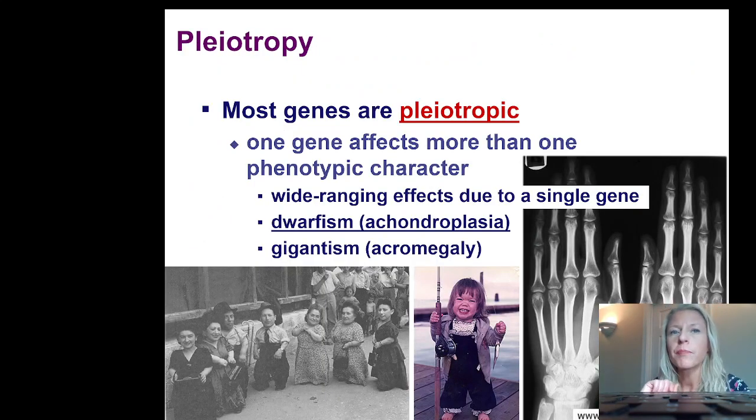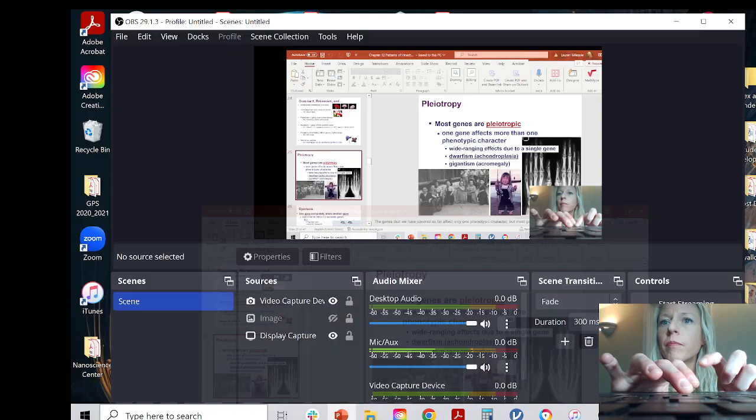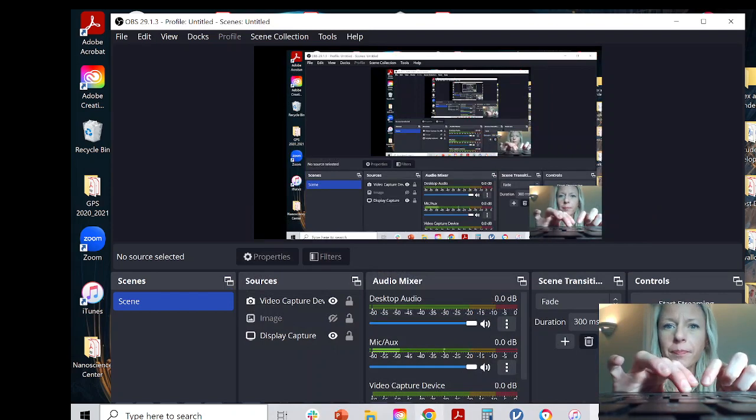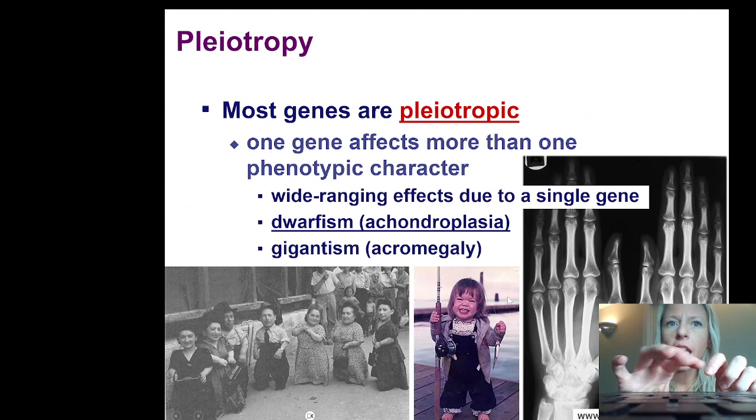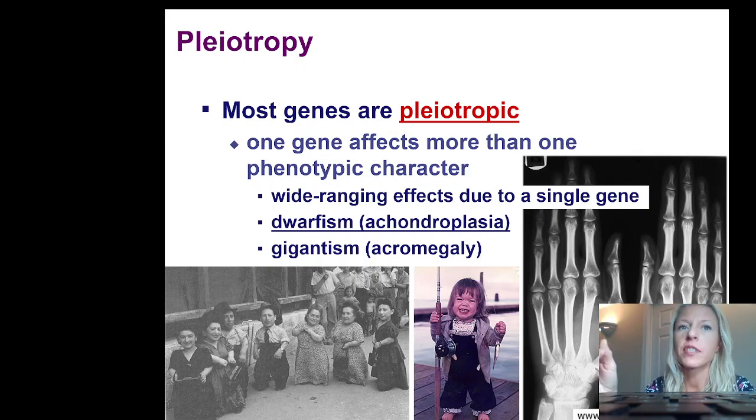So pleiotropy is when one gene affects more than one phenotypic character, and most genes are pleiotropic. So when one gene affects more than one phenotypic character, you can have wide-ranging effects due to just one single gene. So examples here are dwarfism and gigantism.